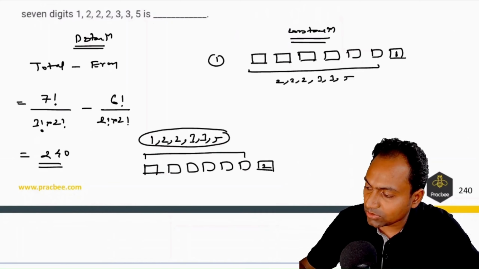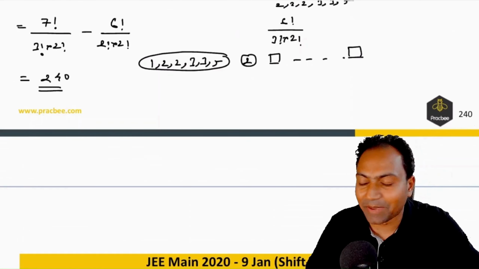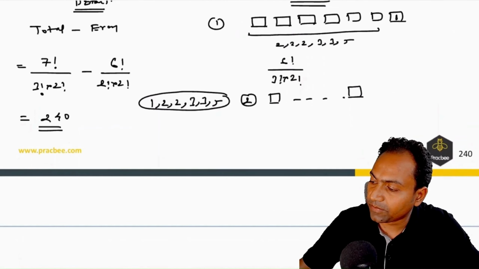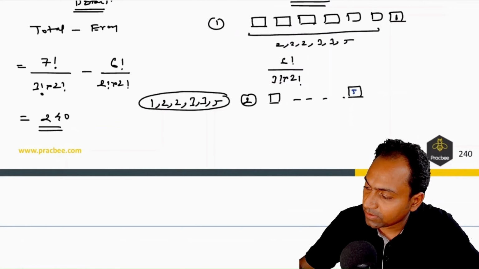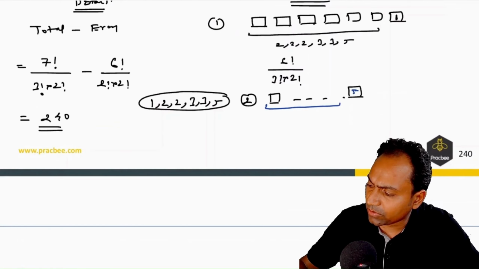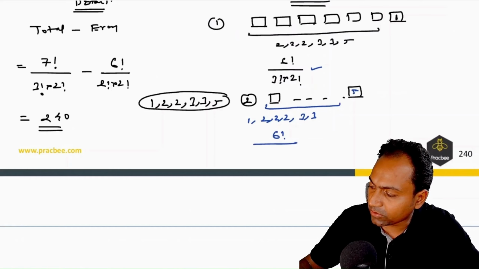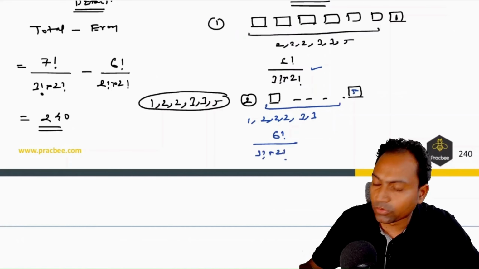So in this case, your answer will come out to be nothing but 6 factorial by 3 factorial into 2 factorial. One more case can happen in which, in this last place, 5 can come. Here we were writing 1, if I write 5 here, this case will also be the same as earlier, because again we have 2 2s, 1 1 and 2 3s to be filled here. So the answer comes out exactly the same as earlier, that is 6 factorial by 3 factorial into 2 factorial.